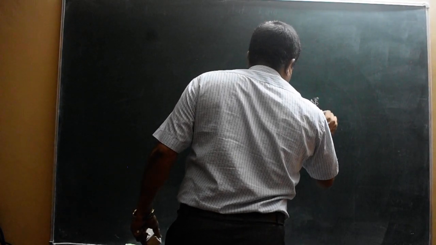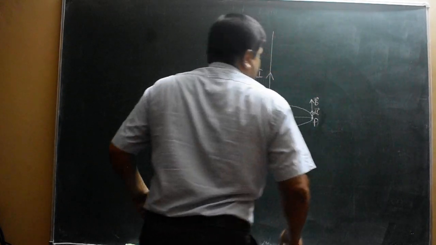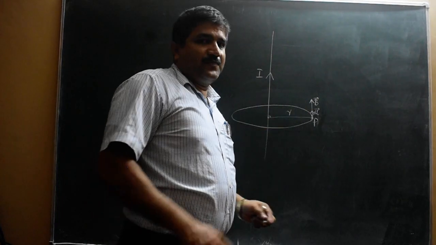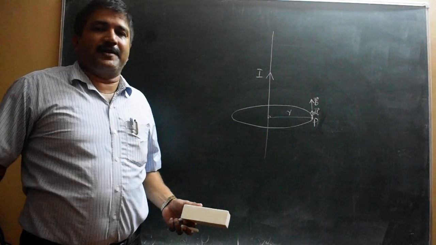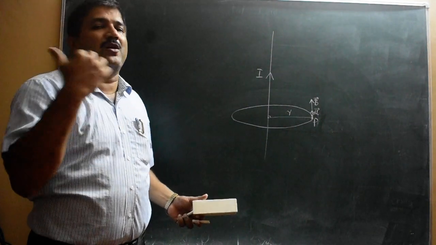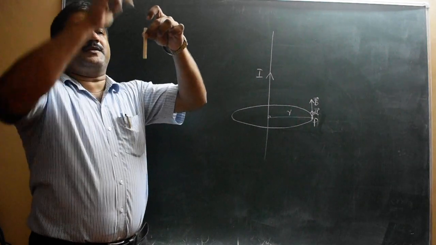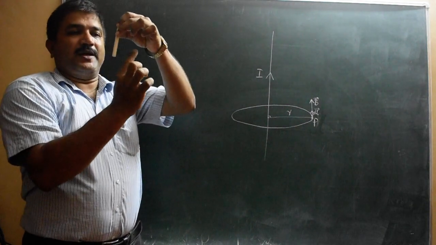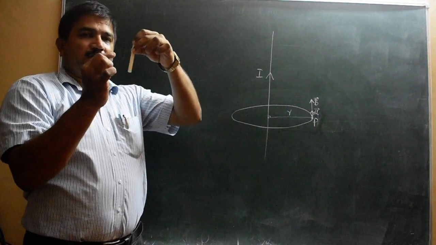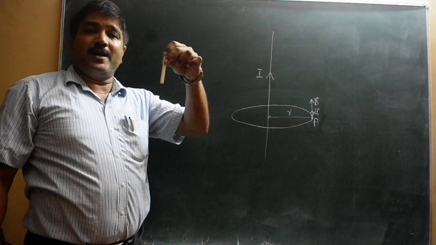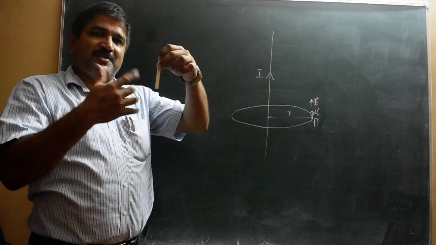So at this point P, the magnetic field B, as I said in earlier classes, if a straight current carrying conductor is there, the magnetic field lines around the conductor are circular. This is the conductor carrying current upward. The magnetic field lines are circular closed loops, and at all points on that circle, the magnitude of the field should be equal because the distance is the same and the source is nothing but the current, which is the same.